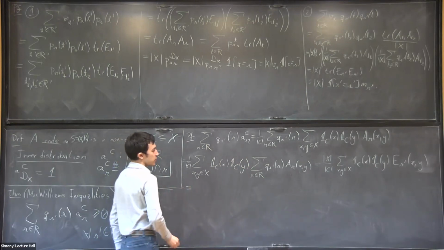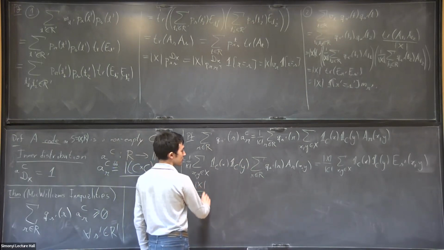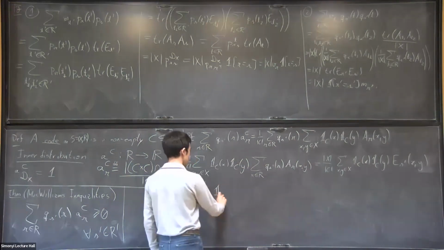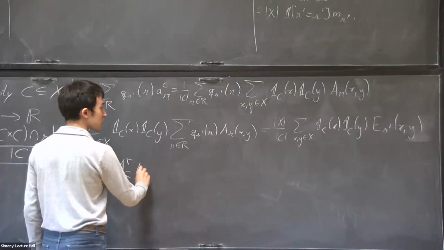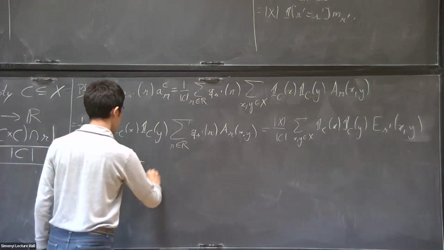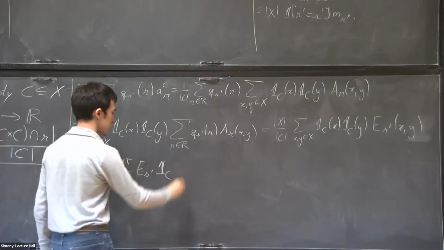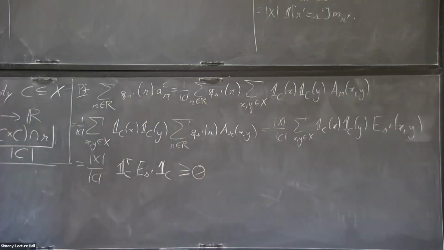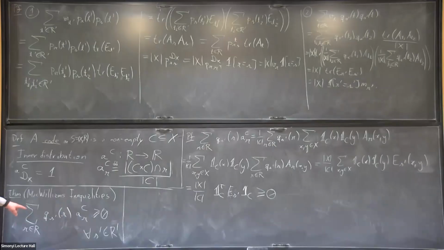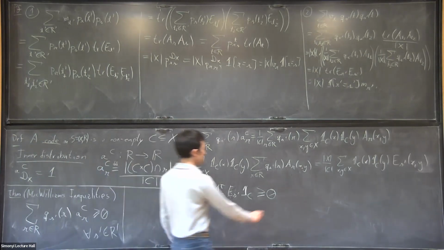Okay, but now I'm done, because this is nothing more than 1_C transpose E_S' 1_C, which is greater or equal to 0, because these are idempotent matrices, so they are PSD. So that's the MacWilliams inequalities. What you're doing is sort of a change of bases. This is just computing the quadratic form in the E basis. That's what this is doing. Okay, so that is nice.